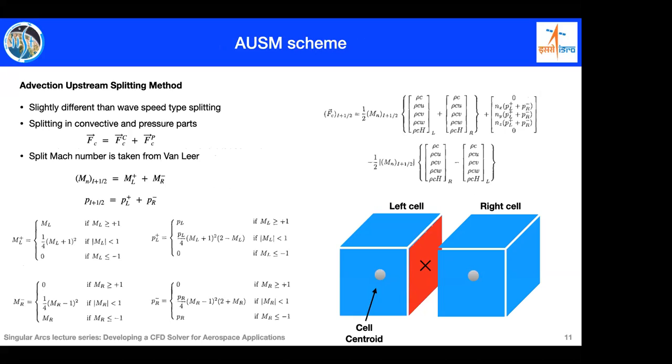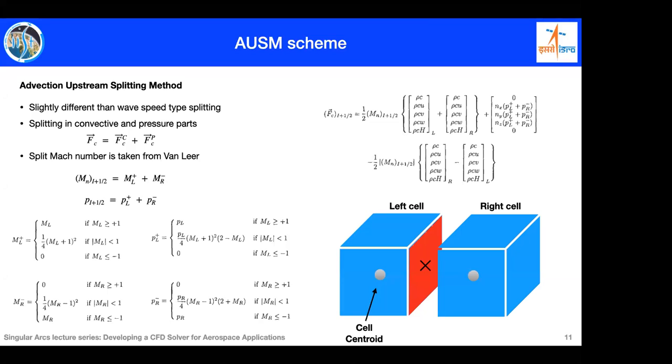Here I am just showing this scheme as an example. We need not go into detail of what all terms are included. This is the AUSM scheme, advection upstream splitting method. In this, there is one more addition, that the FC is written as FC convective plus FC pressure. So whatever rho V terms were there are in FCC, and whatever pressure terms were there are in FCP.